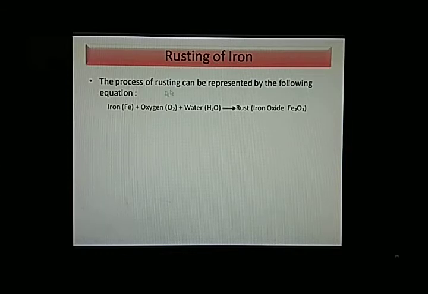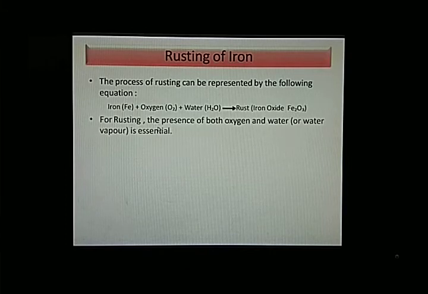So I hope this much is clear to you. Now moving on, what are the essential factors that are necessary for this rusting process to occur? First is that there should be oxygen. Obviously oxygen is everywhere in the atmosphere. So as I said, we can't escape from it.